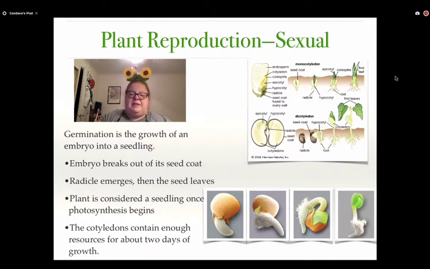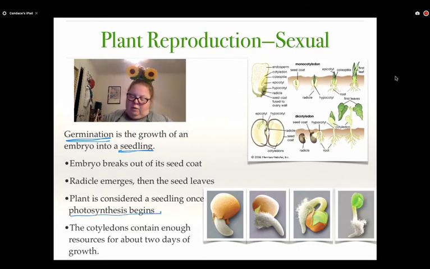All right, so what happens when that seed starts to grow? That process of the seed bursting open and becoming the baby plant is called germination. So that's a term you should be familiar with. It's the growth of an embryo into what's called a seedling. And it's considered a seedling once photosynthesis begins.